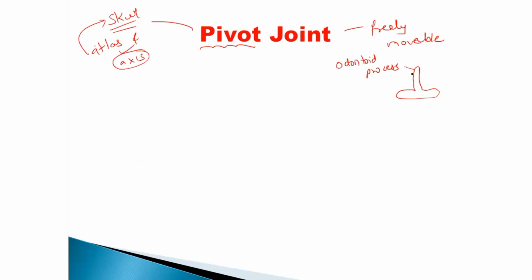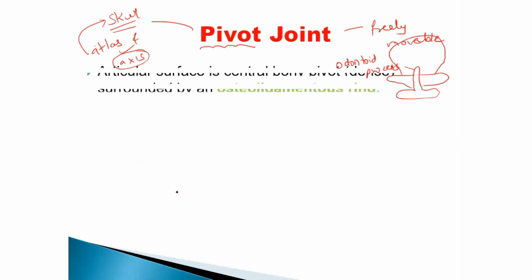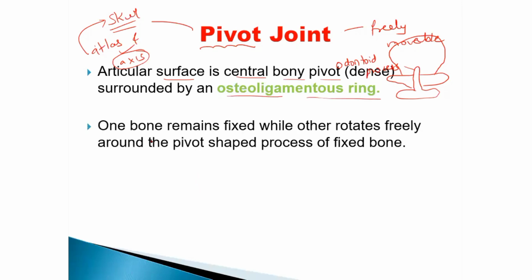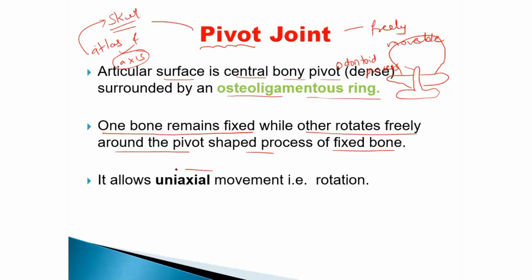The skull moves. And most important, this is your atlas. So on this, the skull is placed like this. So with your skull, you can either say yes or you can say no, nothing else. Articular surface, central bony pivot, then surrounded by osteoligamentous ring. Here one bone remains fixed while the other bone rotates freely around the pivot shaped process of the fixed bone. So it allows uniaxial movement. With the help of skull, you can say yes or no, it shows rotation.